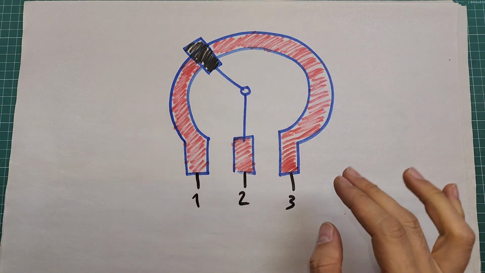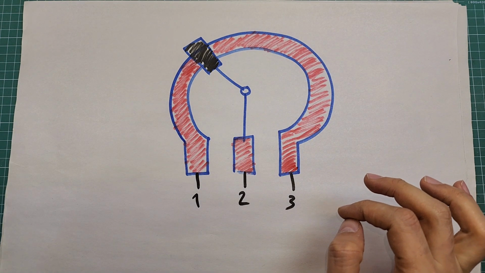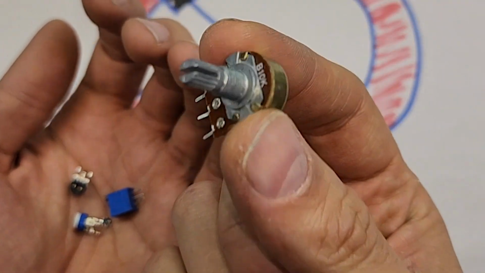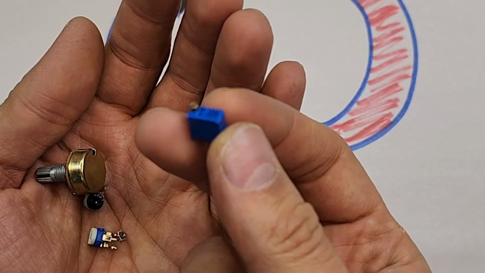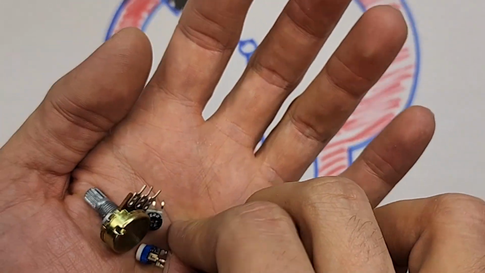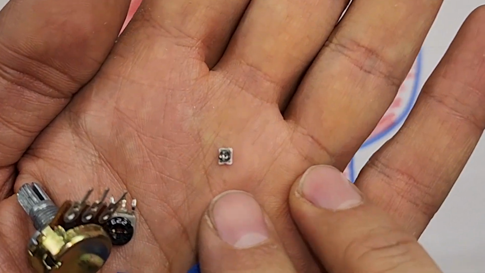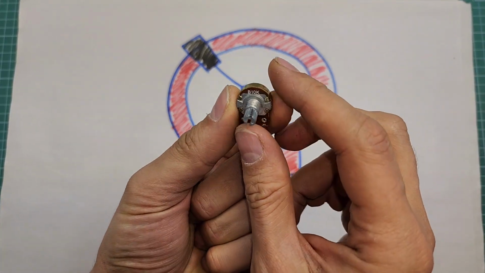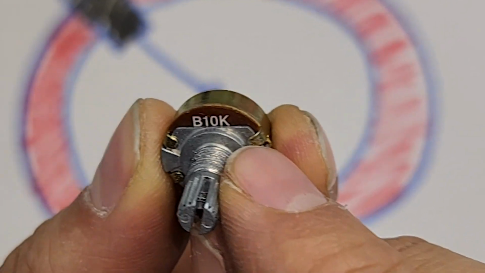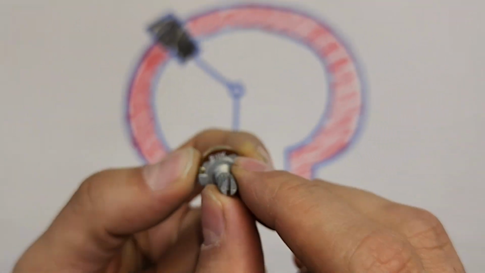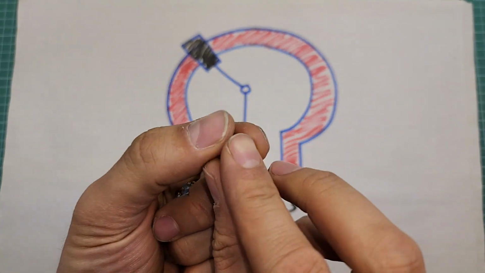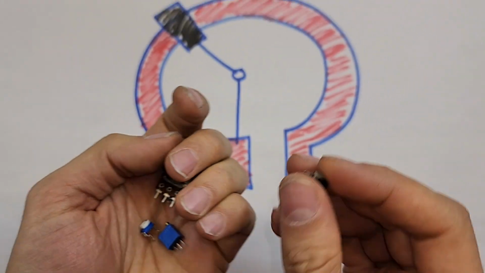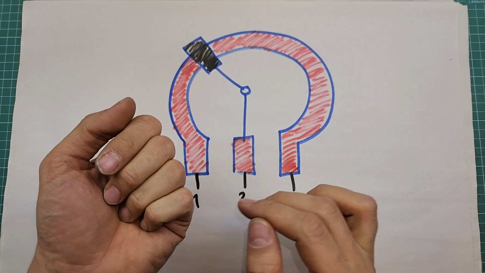This diagram shows the internal structure of a potentiometer, and here are a few examples. These are sometimes called pots or volume controls, and these are sometimes called multi-turns. And this is an example of an SMD potentiometer. If you look closely, you can see the potentiometer's value printed on them. For example, this one says 10 kilo ohm, and this one says 223, which means 22 kilo ohm, just like how the values are written on the resistor arrays.